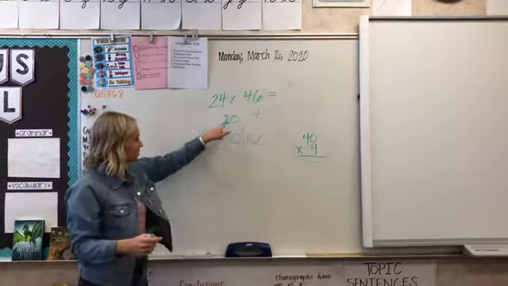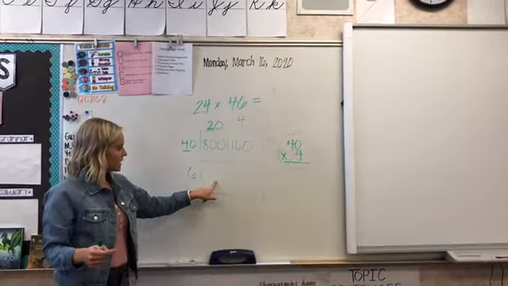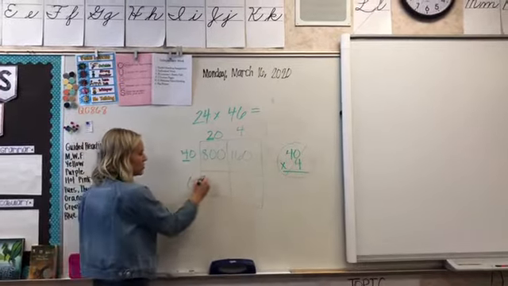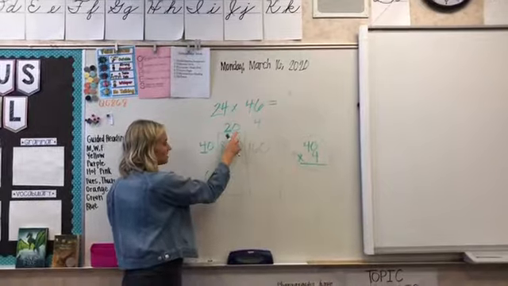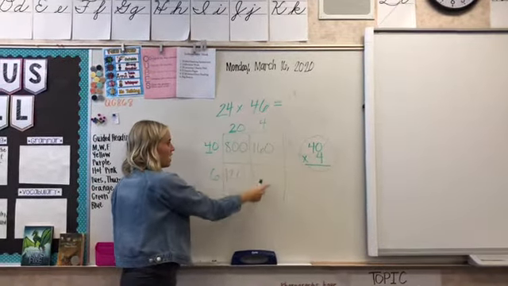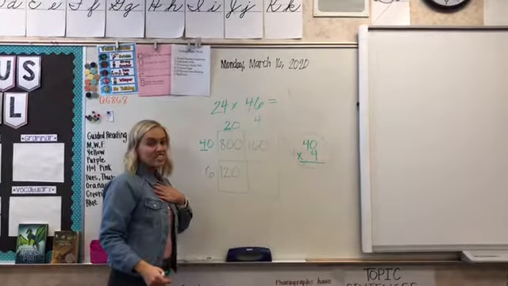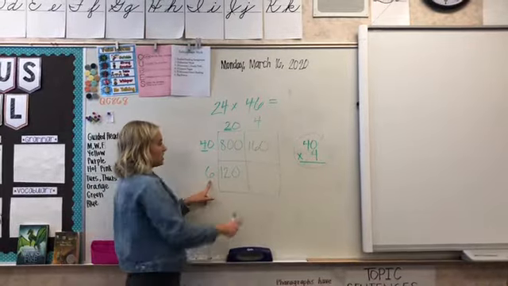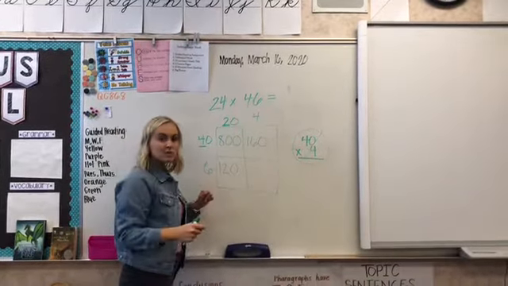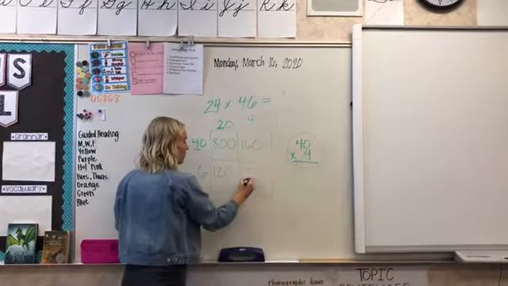Now I'm going to do 20 times 6. 2 times 6 is 12, and I have 1 zero in 20. And then this last box is the easiest, I think, because I only have 1 digit times 1 digit. 6 times 4 is 24.